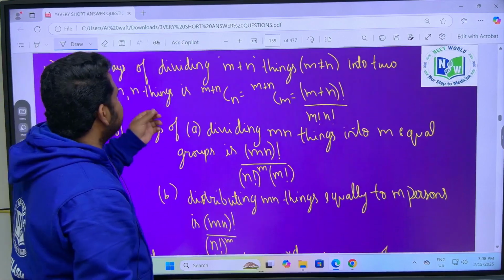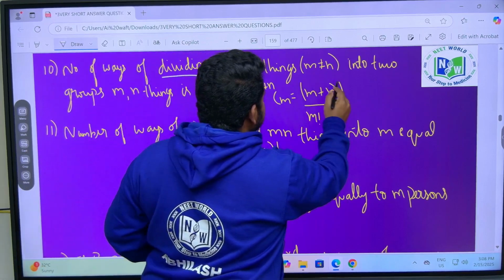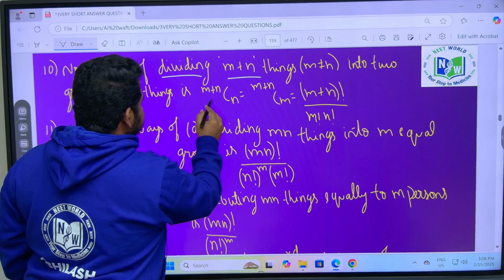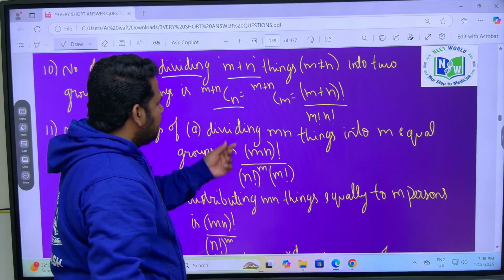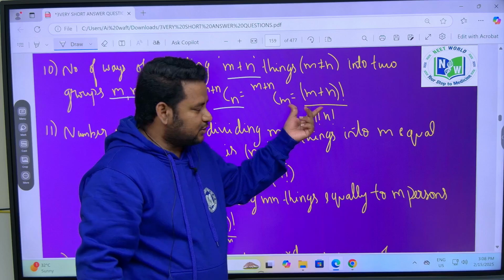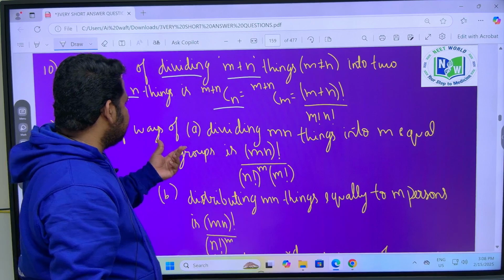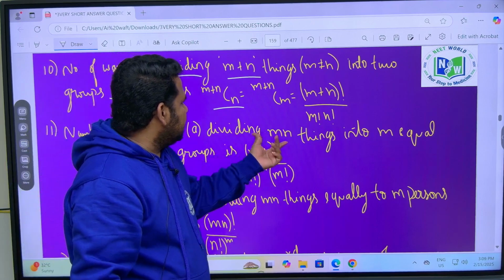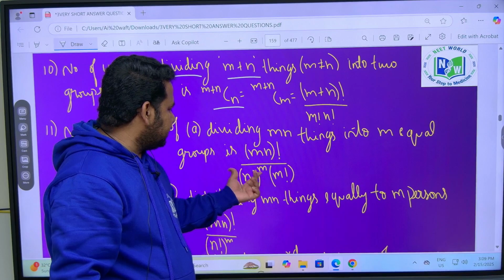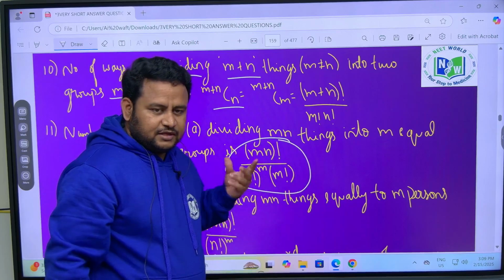Next one, number of ways of dividing m plus n things, where m is not equal to n, into two groups of m and n things is (m plus n)Cn, which is equal to (m plus n)Cm. That is given by (m plus n) factorial divided by m factorial into n factorial. Next thing, the number of ways of dividing mn things into m equal groups is (mn) factorial divided by (n factorial)^m into m factorial. This is also a highly important result, even for your MSET.